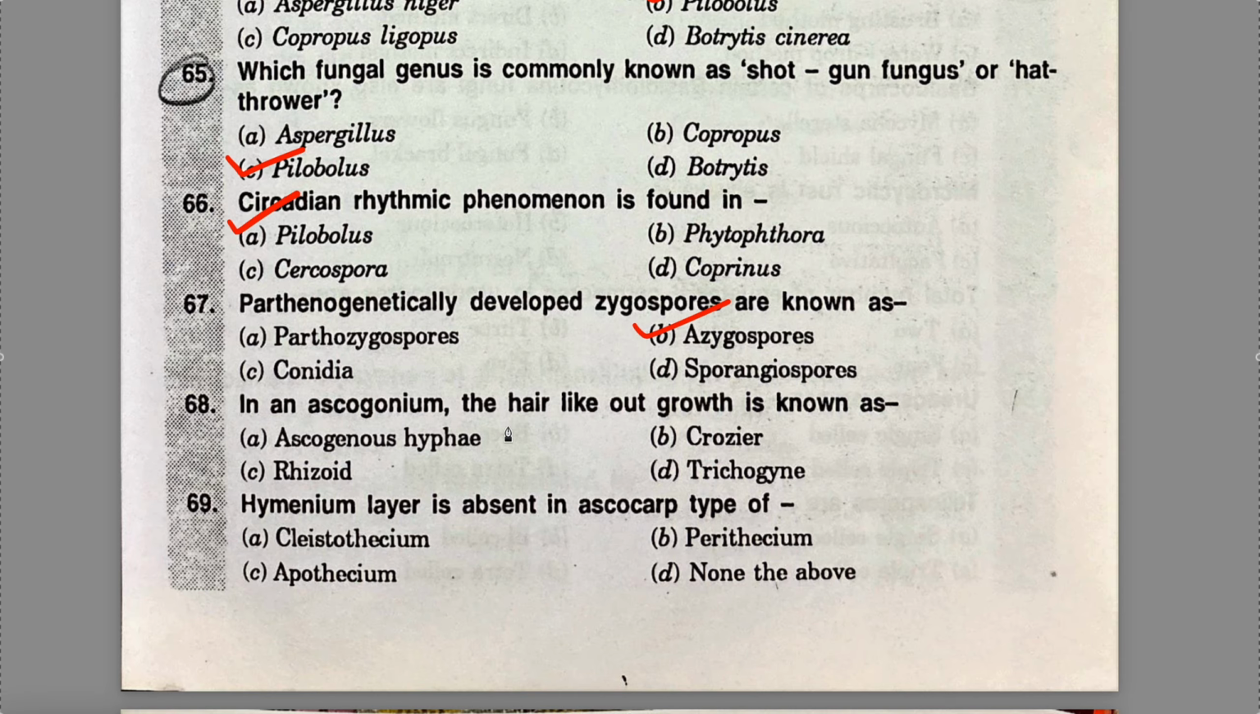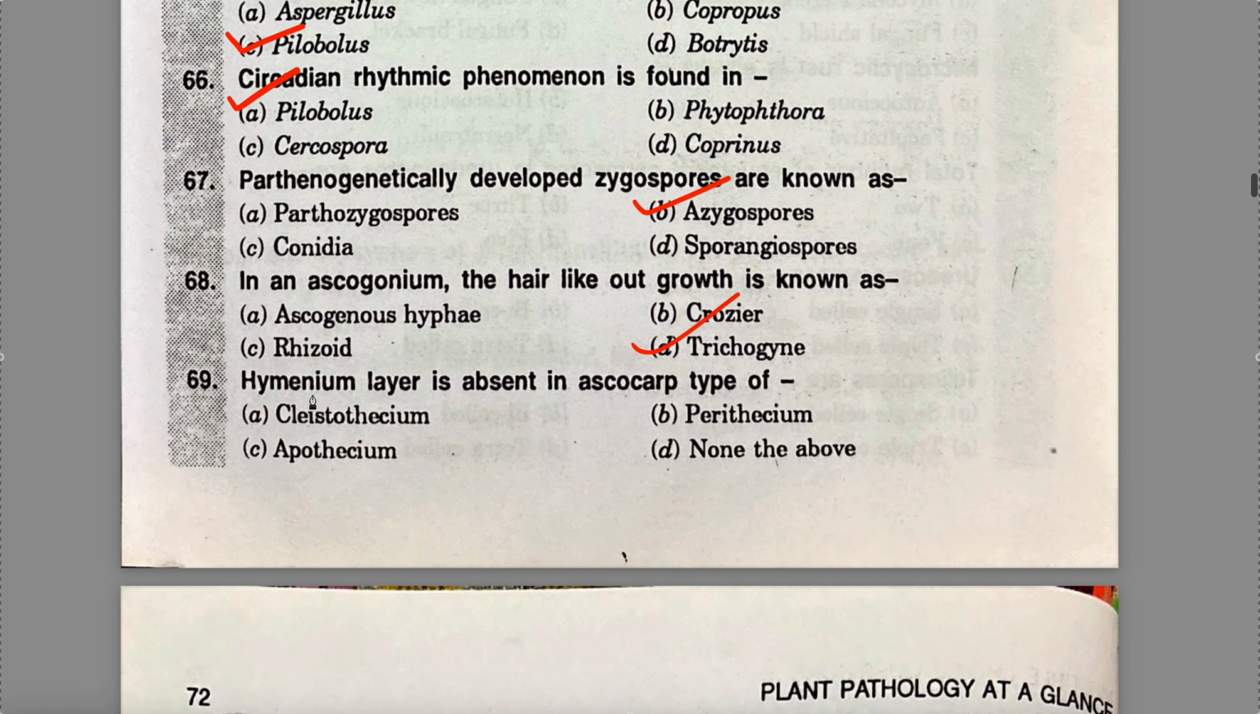Okay. 68. In an ascogonium, the hair-like outgrowth is known as ascogenous hyphae, crozier, rhizoid or trichogyne? The answer is trichogyne. 69. Hymenium layer is absent in ascolocular type of Cleistothecium, Perithecium, Apothecium or none of the above? It's Cleistothecium.